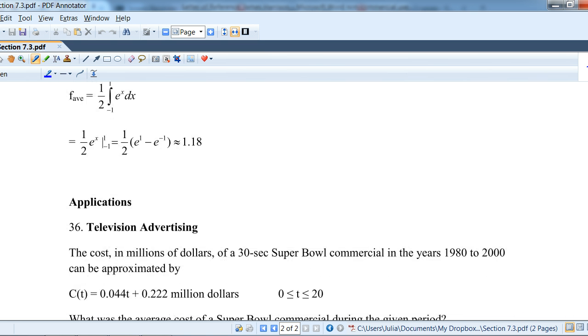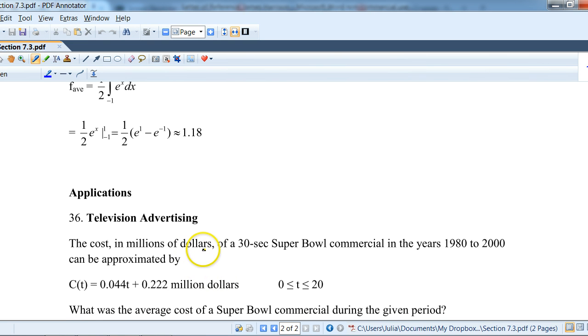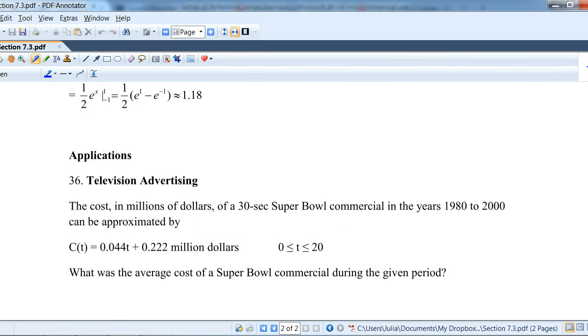And what are some applications? So let's say the cost in millions of dollars of a 30-second Super Bowl commercial in the years from 1980 to 2000 can be approximated by C of t equals 0.044t plus 0.222 million. So we're given a cost function. But again, instead of number of items, it's in terms of the continuous time interval. So we cannot just divide it by time. We have to do this as a continuous function. But it's from 0 to 20. And the question is, what was the average cost of a Super Bowl commercial within the given period?